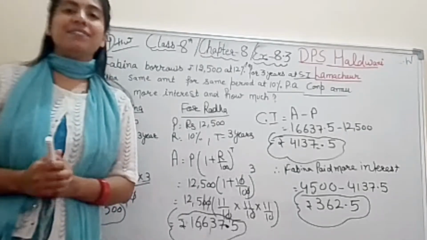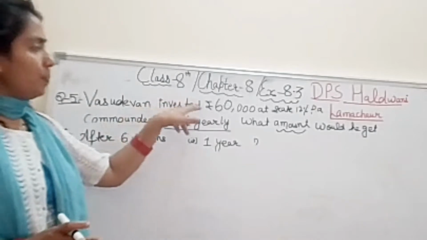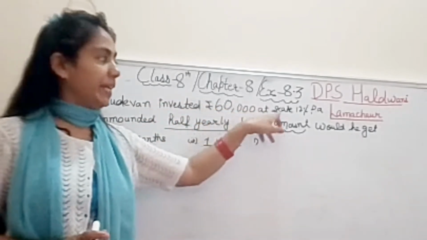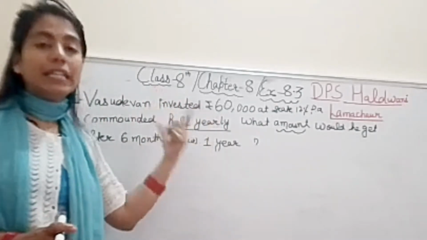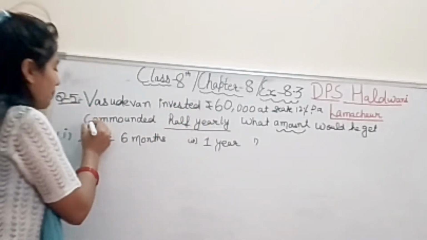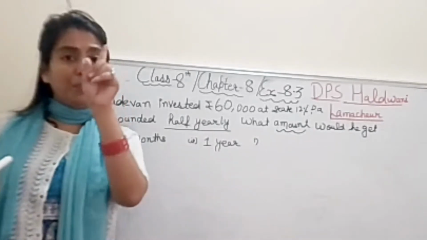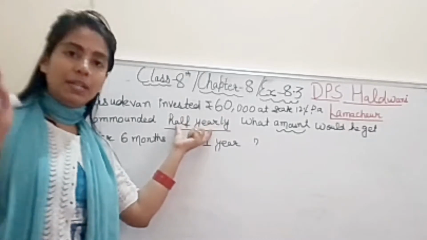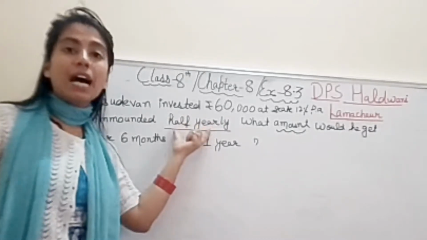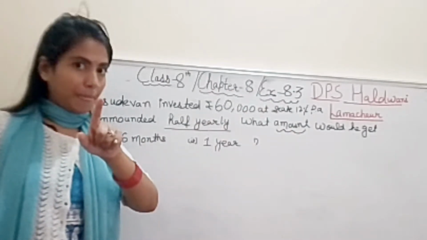Question number 5. Now, students, coming to our question number 5. Vasudevan invested rupees 60,000 at a rate of 12% per annum, compounded half yearly. Students, every time the question is the same, the formula is the same. You need to focus on the condition. If the condition is annually, no change. If the condition is half yearly, the rate will be half, the time will be double.